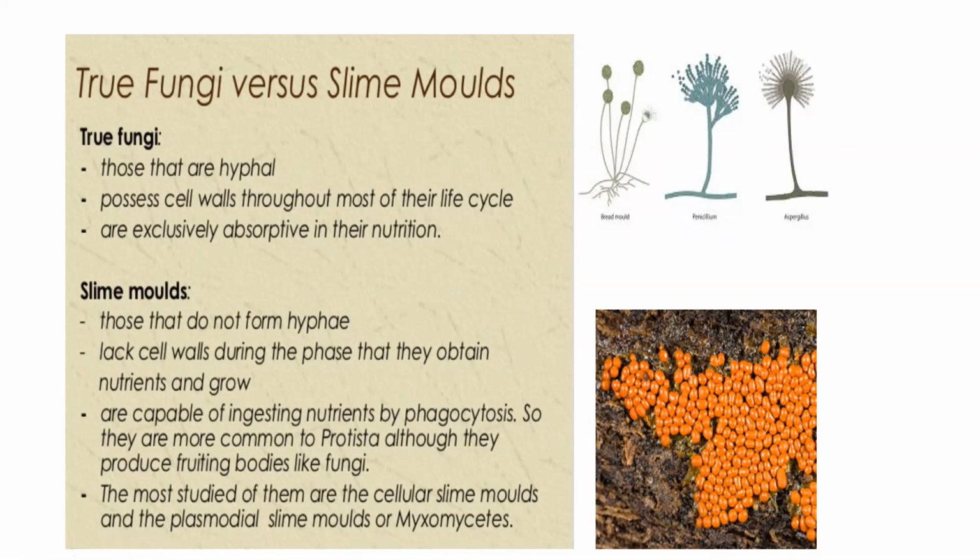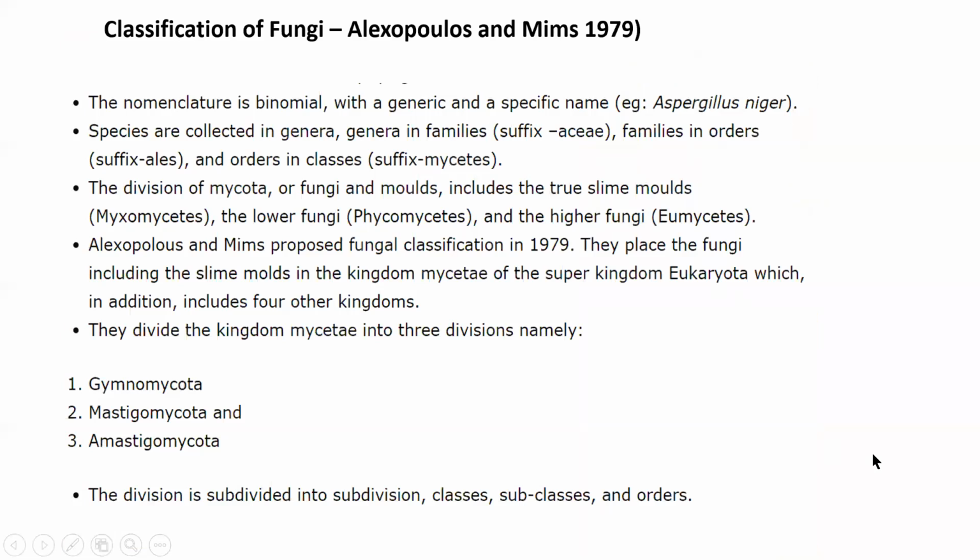So they excrete enzymes, and the enzymes digest the food which is found outside the fungi, and the fungi absorb the nutrients through their cell wall. So the true fungi mode of nutrition is absorptive. The slime molds' mode of nutrition is phagocytosis. And there are a few major criteria by which they are differentiated. So in your syllabus, you have Alexopoulos and Mims classification. So before going into the classification, the general rules are they follow a binomial nomenclature with a generic name and a specific name.